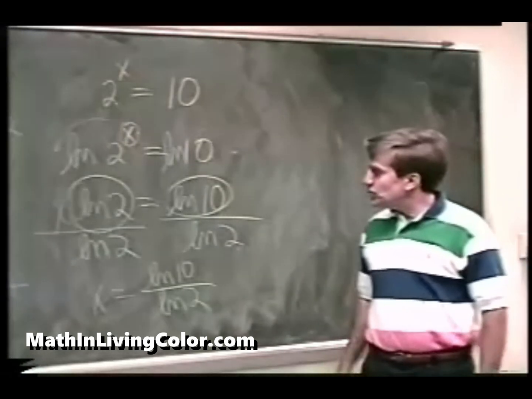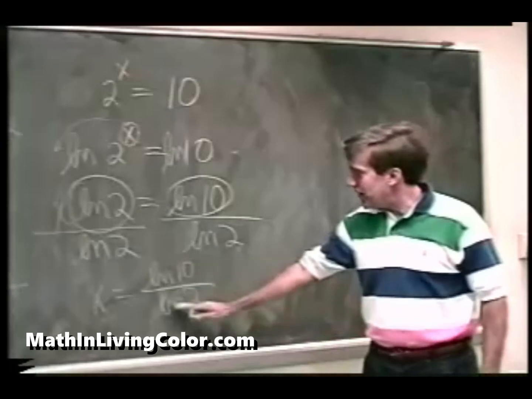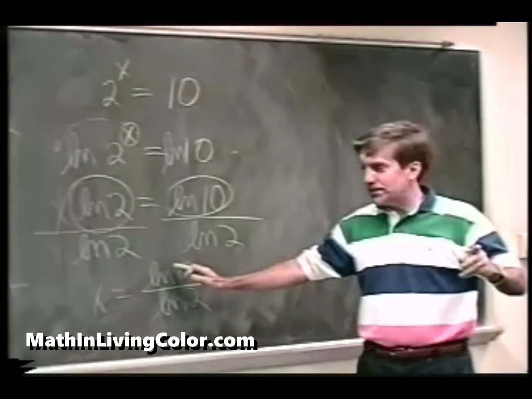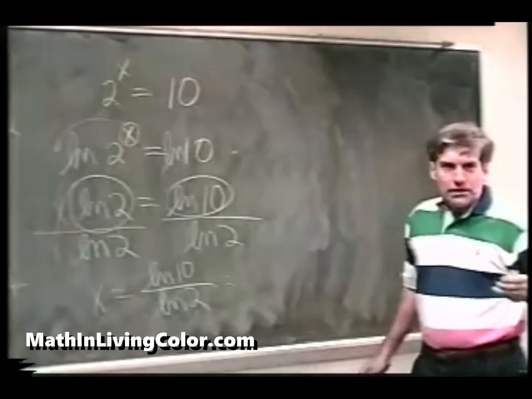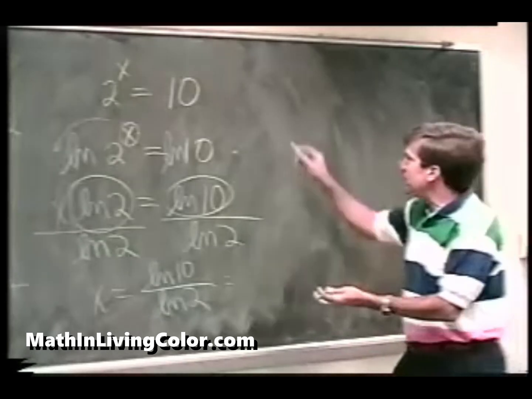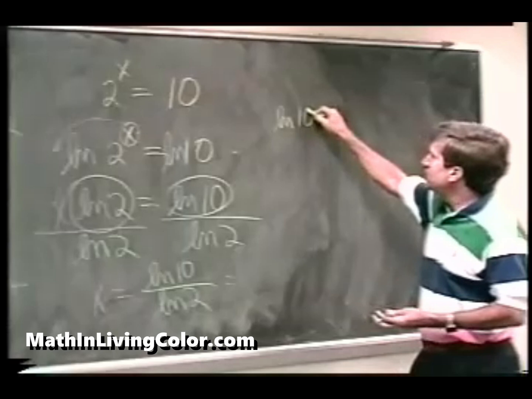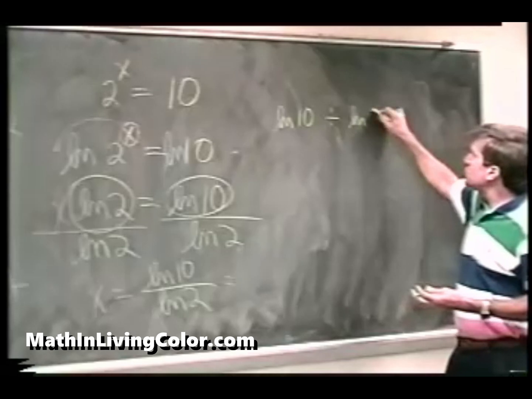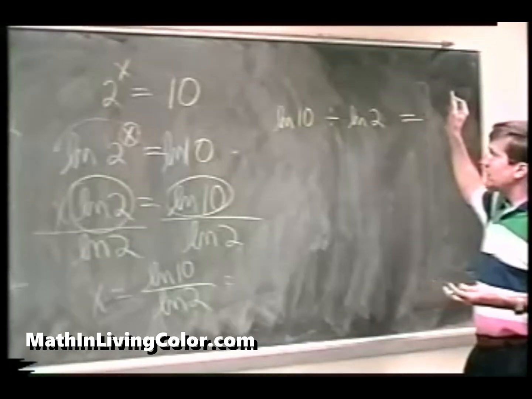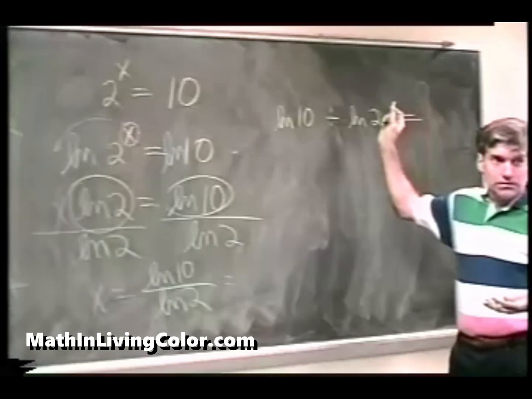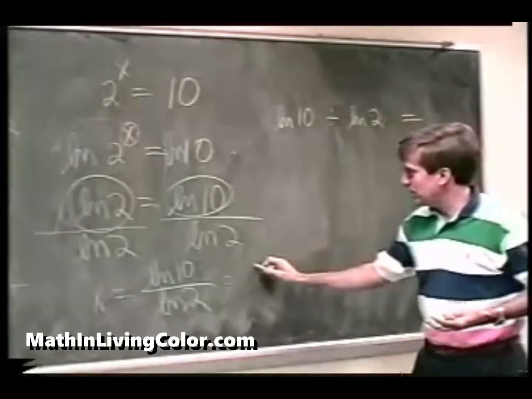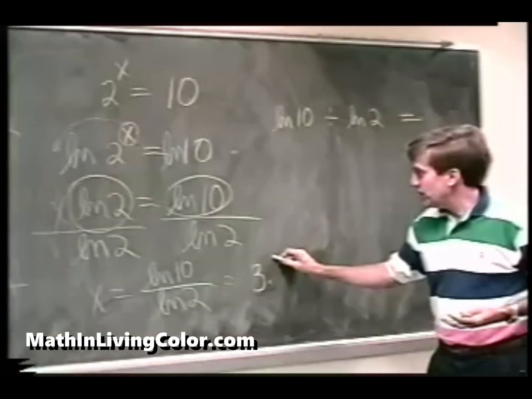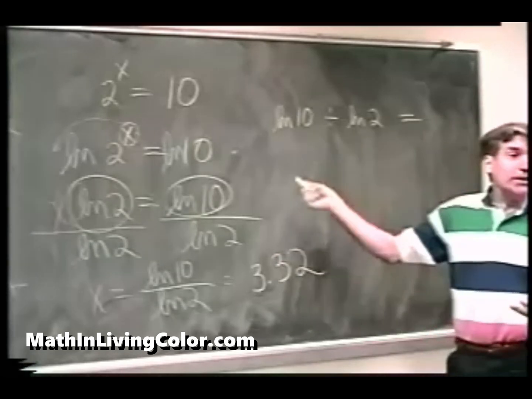Let's try it. No, it's not the ln of 5. You'll have to calculate the ln of 10. Get your calculators out. Let's do this. This is the first time you've done this. You'll have to enter ln of 10, and then divided by ln of 2, execute, equals 3.32. That looks right to me.